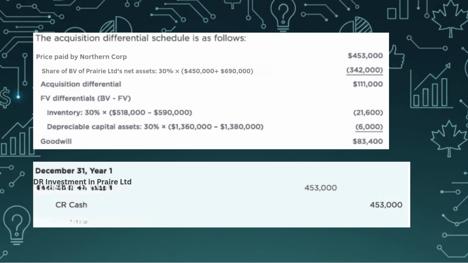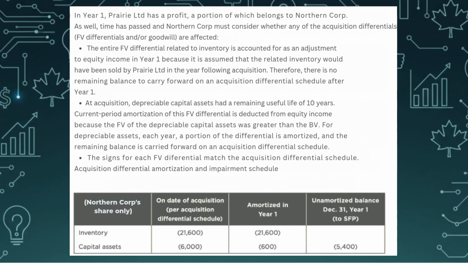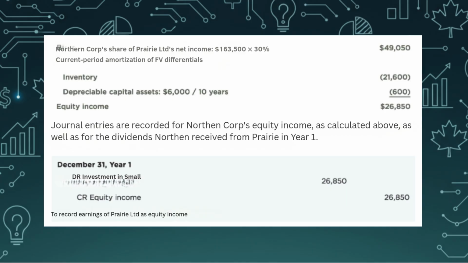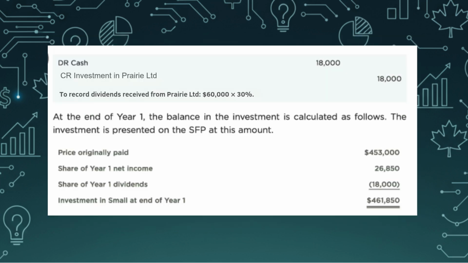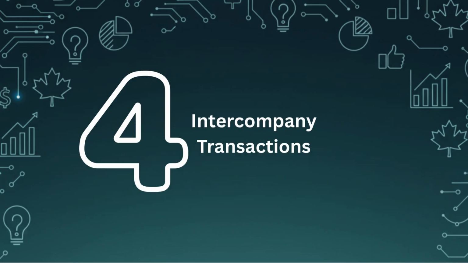$26,850. The journal entries are debit investment in Prairie $26,850, credit equity income $26,850. Then, when dividends are declared, debit cash $18,000, credit investment in Prairie $18,000. At year end, the investment balance is $461,850. But what if the investor and associate trade with each other?